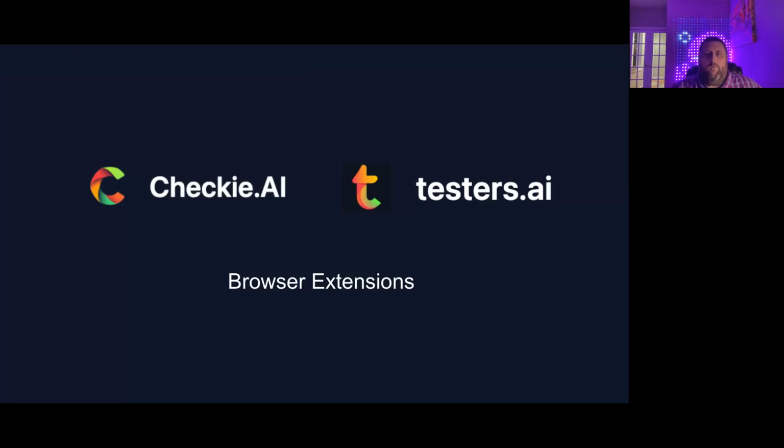I'm Jason Urban, and I want to walk through some browser extensions from Checkie.AI and Testers.AI. These extensions are built to help testers do testing faster in browsers, and also for developers from Testers.AI. So they have a virtual test team to help them test the things as they're building it and writing the code.